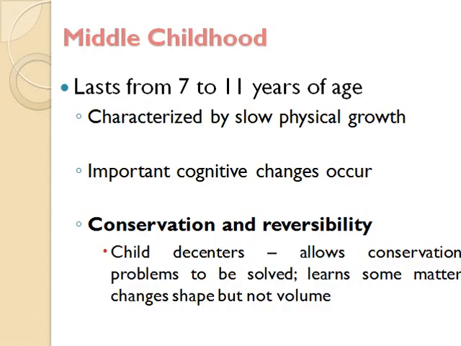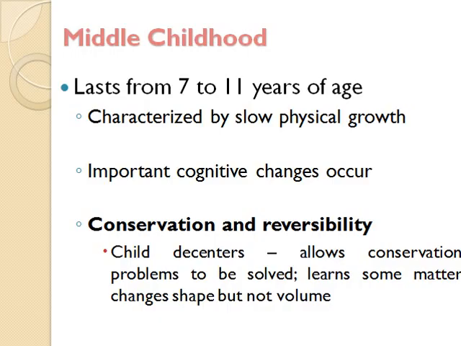Conservation and reversibility. The child decenters. Until this stage, the child always wanted to be in company, either with friends or with the parents. But now, the child longs to be independent. The child allows conservation problems to be solved. It creates problems and tries to solve them all alone by itself. It learns that matter changes shape but not volume.